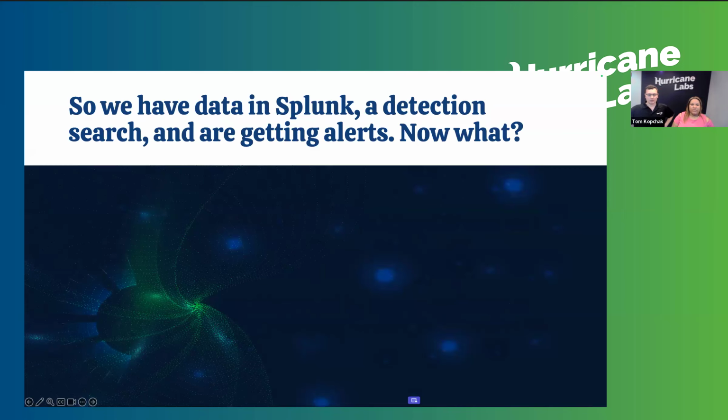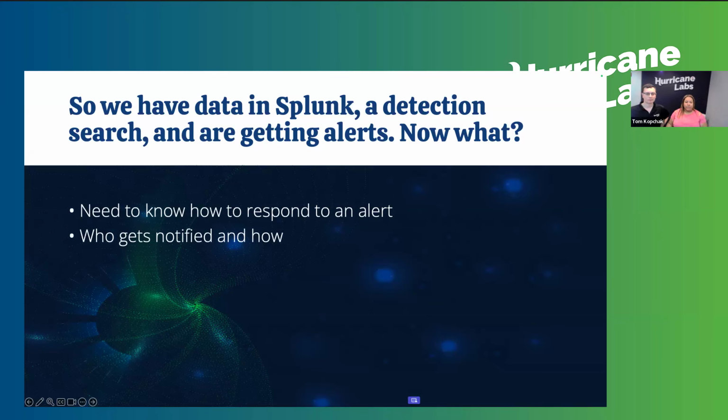All right, so we've got the data in Splunk. We've got our detection search built out and it's live, so we're getting alerts. Now, what do we do? The first thing that we need to know now is how to respond to an alert. We need to know who gets notified and how they get notified. And then, within that, when do we need to call people to wake them up in the middle of the night if something were to fire off hours?